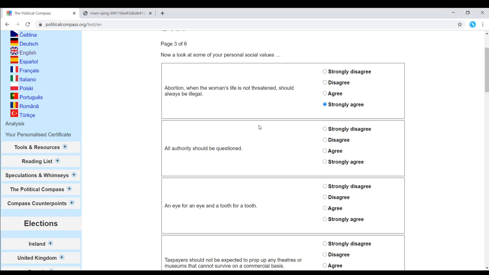Scientists agree that life starts when sperm meets egg. Don't kid yourself. It's not a bundle of cells. It's a baby. All right? And the Bible makes it clear. God hates those who shed the blood of the innocent.